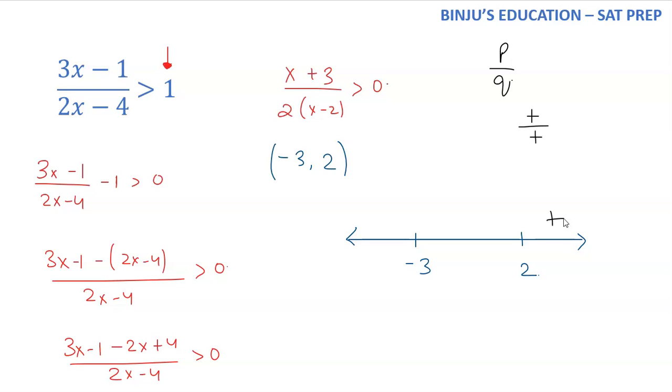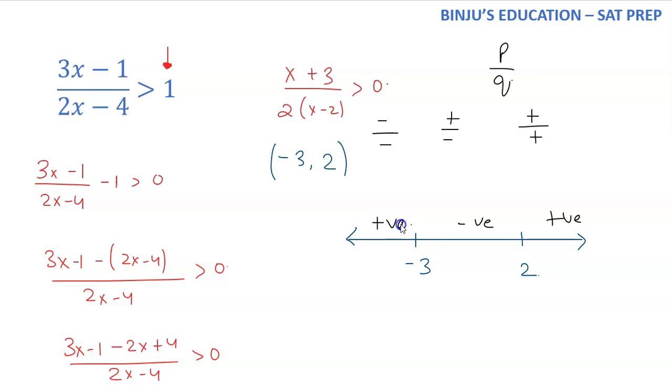Think of any number between minus 3 and 2. So I'm going to think of 0. 0 plus 3 is positive, but 0 minus 2 is negative. So positive by negative will give me a negative result. Think of any value less than minus 3. For example, I'm going to think of minus 10. Minus 10 plus 3 is minus. Minus 10 minus 2 is also minus. So minus by minus is going to give me a positive result.